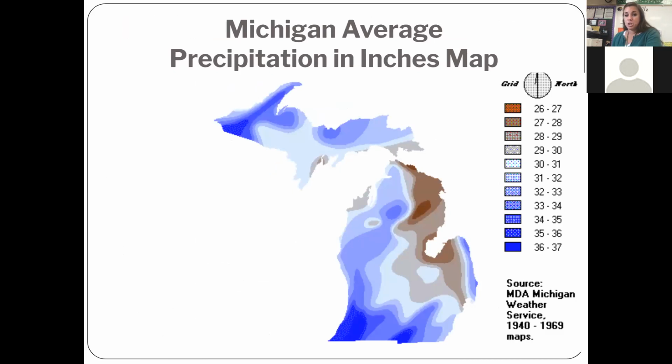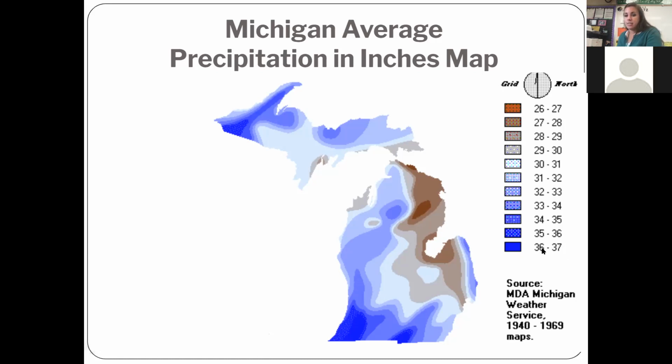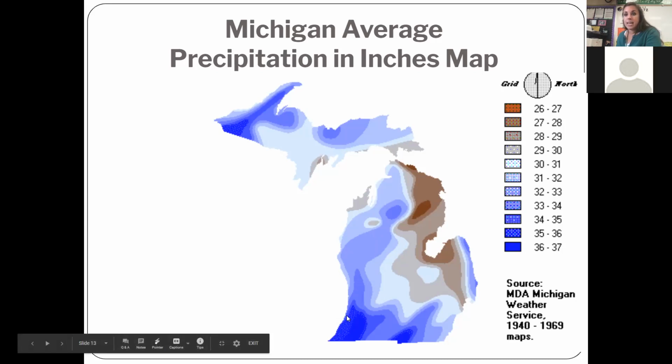Now, this map talks about precipitation. Precipitation is rain and snow. So with this, the blue is the most precipitation. This is in inches. As it gets more white and then more brown, that's the drier area of Michigan. So you can see the west side of the Upper Peninsula and the west side of the Lower Peninsula get a lot more rain and snow than this northeastern part.